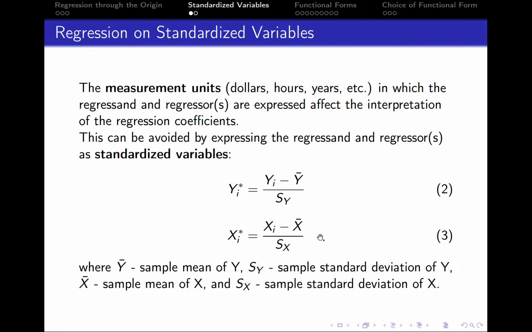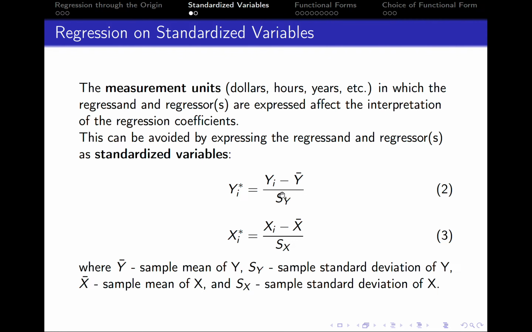As you already noticed, variables are measured in different units. Some of them are measured in dollars, some in hours, in years, in percentages. And because of that, the coefficient interpretation, so the interpretation of the results, can be very much affected. But this can be avoided by expressing the variables, both the dependent and independent variables, or the regressant and regressors, as standardized variables. And on this slide, you can see the formula for doing that.